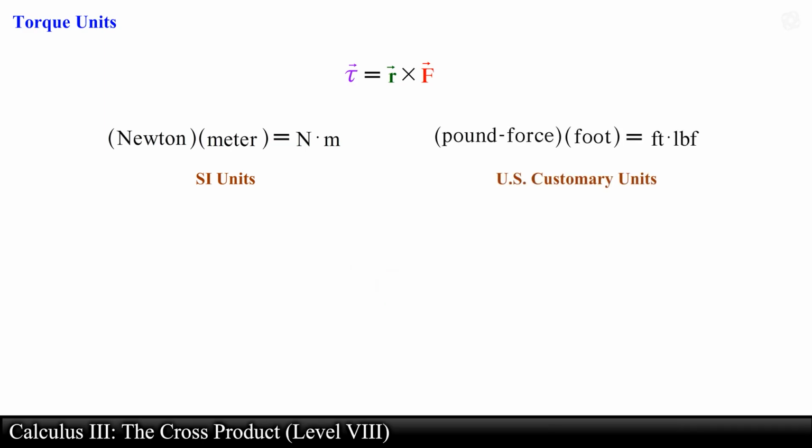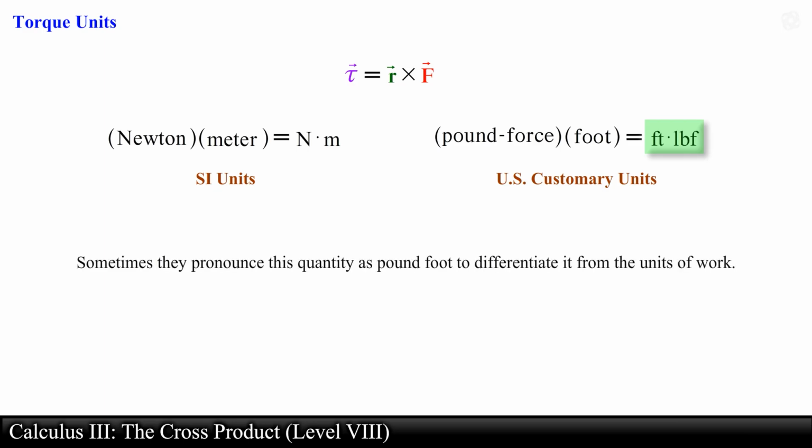In the US customary system, the unit of force is the pound force, and the unit of distance is the foot. So the unit of torque is the foot-pound. Sometimes people pronounce this quantity as pound-foot to differentiate it from the units of work.